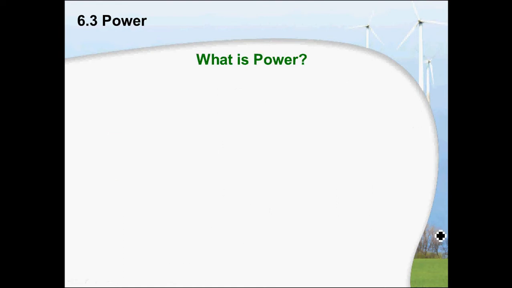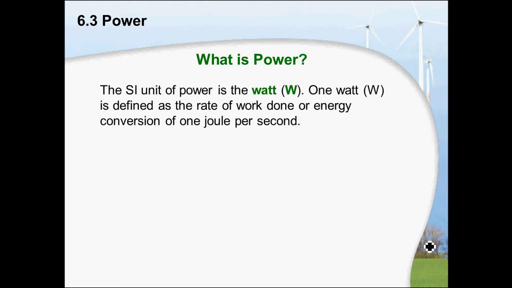Okay, so let's move on. So what is power? What are the units of power? The power unit is watts, or W in symbol form. So 1 watt is defined as the rate of work done, or energy conversion of 1 joule per second.